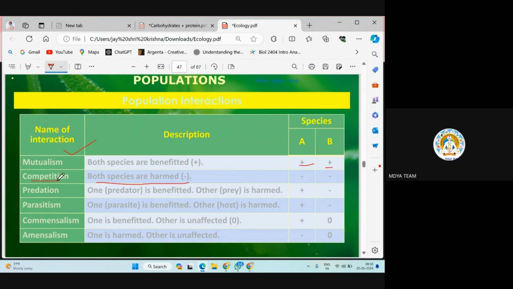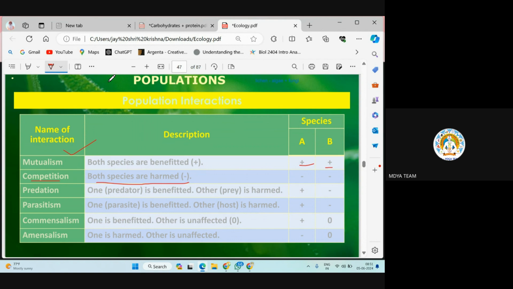Next, competition. In competition, both the species are harmed. For example, you are all are preparing for this UGC NET exam. So you all are competing with each other, and in that competition you all are losing your time. Or if 100 seats will be there and only 100 individual would be there, you don't need to prepare. But right now you are preparing, some stress is there, and you cannot do some other tasks. So in competition, both the species are harmed.